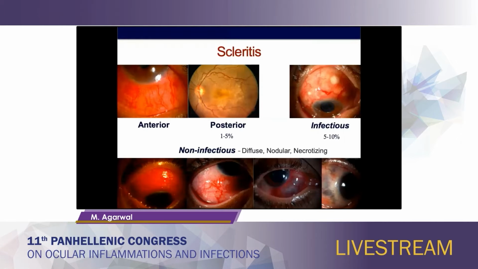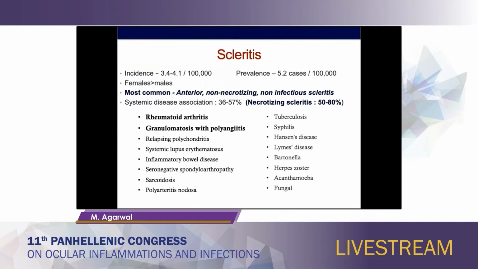Scleritis, as we all know, can involve the anterior part of the eye, presenting as anterior scleritis, or posterior scleritis, 1 to 5% of the total cases. It can be infectious or non-infectious, and non-infectious again can be diffuse, nodular, or necrotizing. The incidence of scleritis ranges from 3.4 to 4.1 per 100,000 cases. It's more commonly seen in females, the most common being anterior non-necrotizing, non-infectious scleritis.